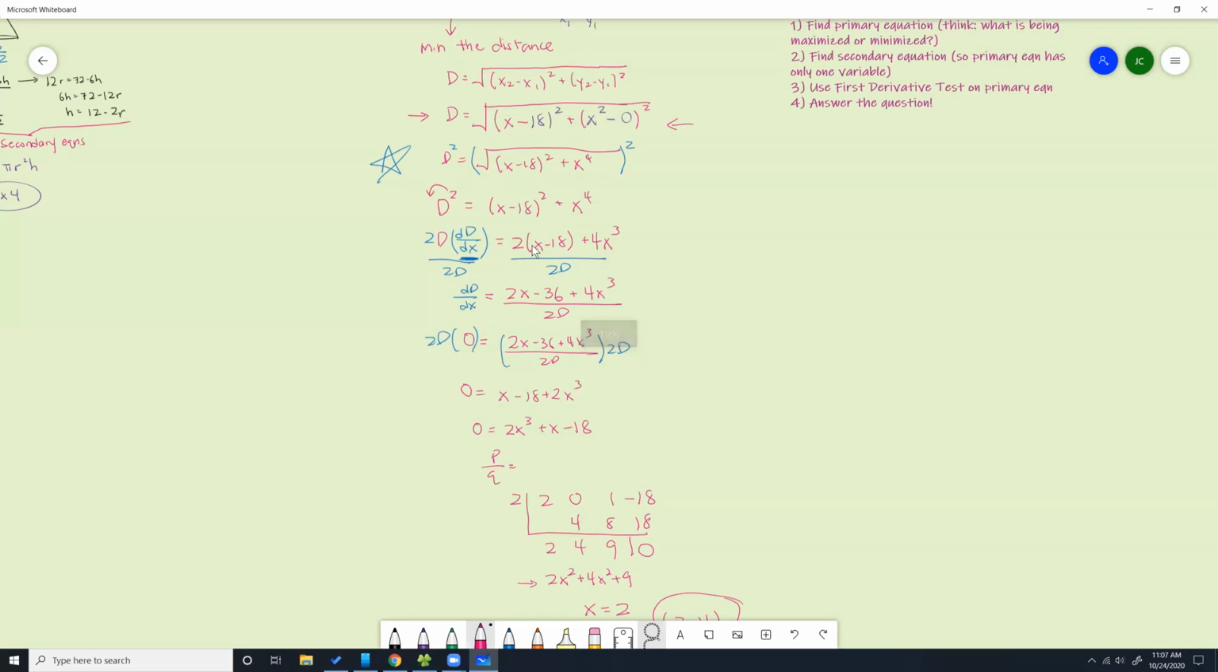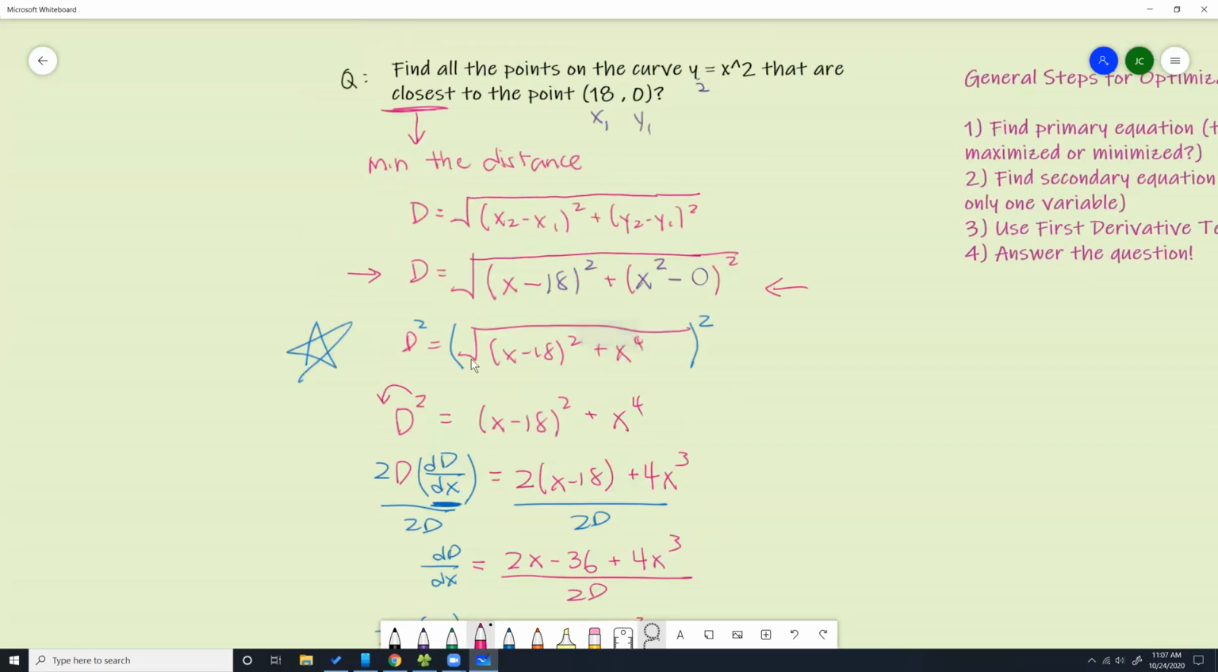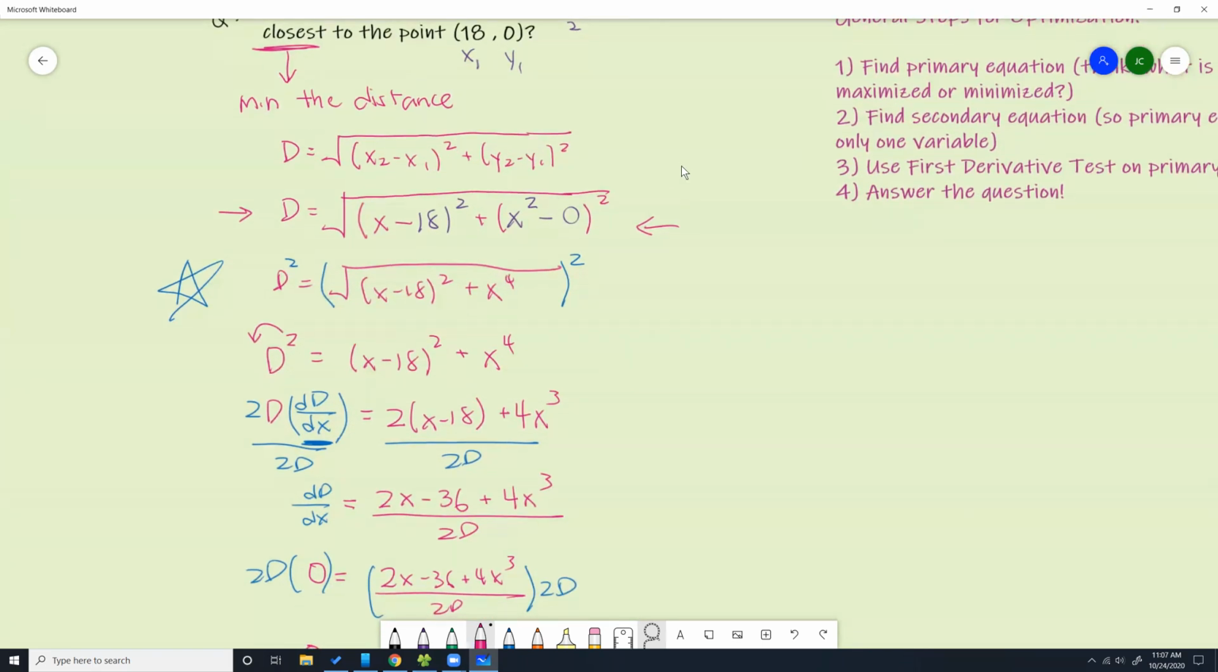Okay. So this is a special step for distance formula problems. You square both sides before you take the derivative. That'll make the calculations easier. Okay.